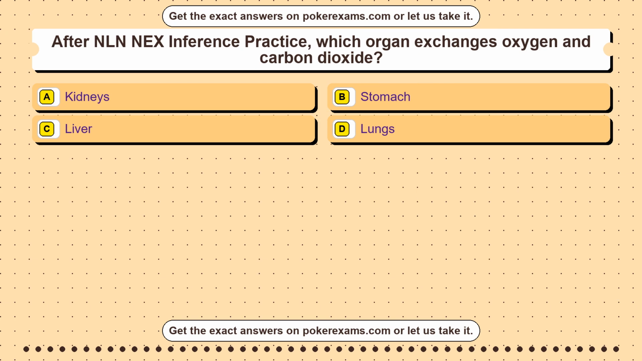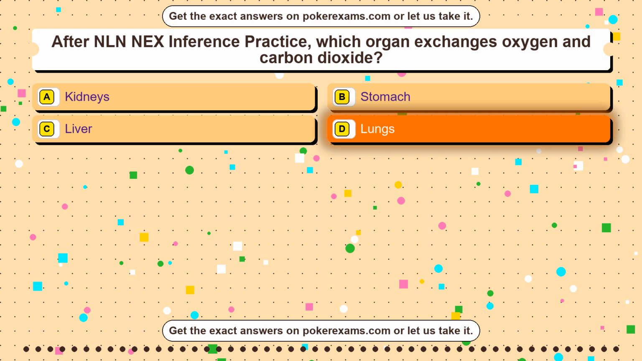Question 46. After get graphs and data practice, which organism is a producer? Option A Rabbit. Option B Hawk. Option C Mushroom. Option D Grass. The correct answer is option D.